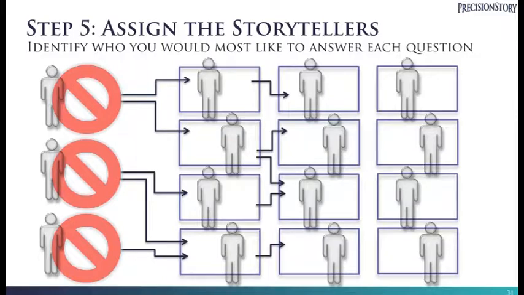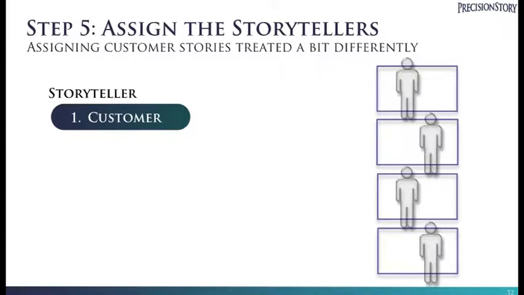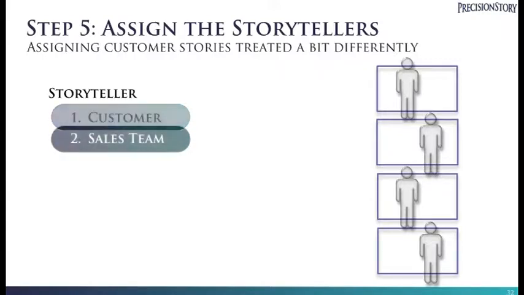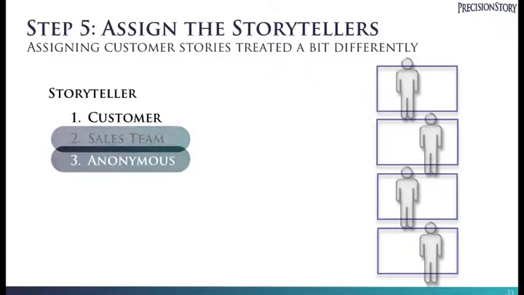In step 5, we assign all the storytellers for each precision story. As for timing, we'll actually assign the why and what storytellers after step 2, and the how storytellers after step 3. Customer stories are treated differently as there are 3 potential storytellers. 1, the customer, which is the ideal person. 2, a person on the sales team who can talk to the customer story. Or 3, we can anonymously tell the story using a third-party voiceover.